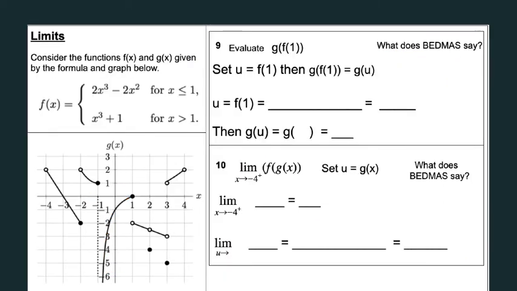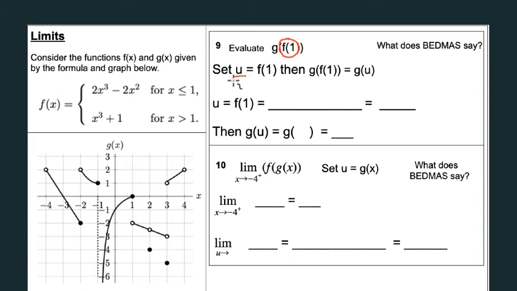Okay, so we're going to do some more limits and involve compositions, functions inside functions. So first thing is, this isn't a limit, the first one, number 9. All we're going to do is evaluate g at f at 1. Okay, so what does BEDMAS say? BEDMAS says do the inside first. So the first thing we need to do is to get what f at 1 is.